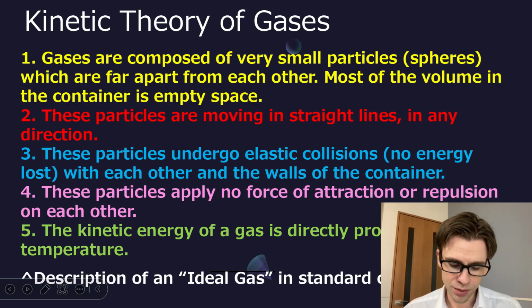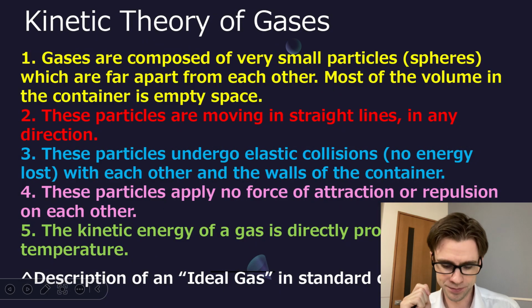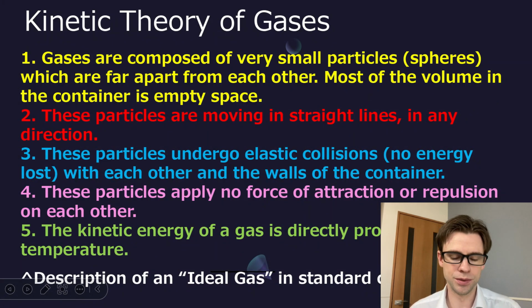1. Gases are composed of very small particles, which we'll consider to be spherical and symmetrical, which are far apart from each other. So there's a whole bunch of empty space in between any two particles that you would choose on average. Most of the volume in the container that they exist in is empty space. So most of an atom is empty space anyway, right? It's the dense nucleus in the center with electrons in the cloud around it. But even beyond the atoms in gases, the space between atoms is hugely empty space. That volume is mostly empty space.